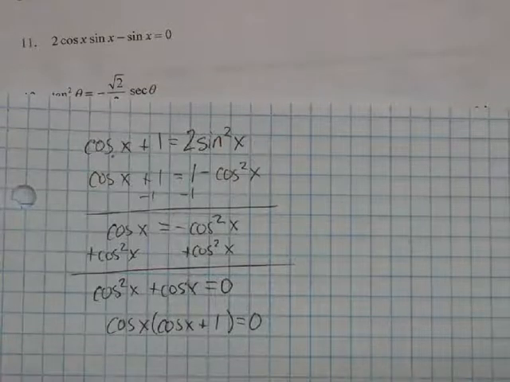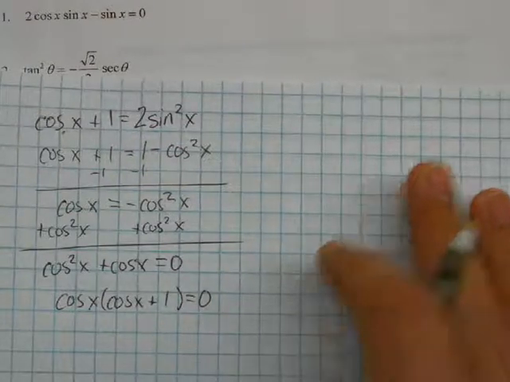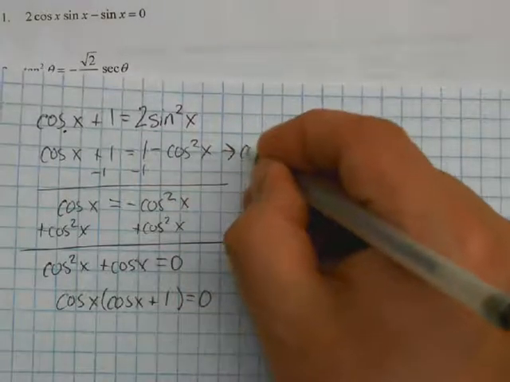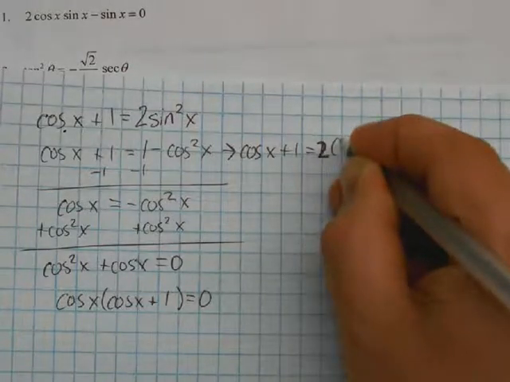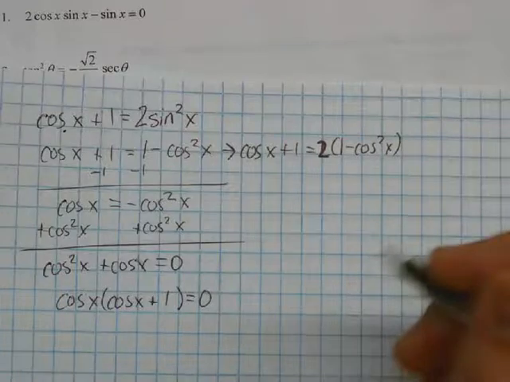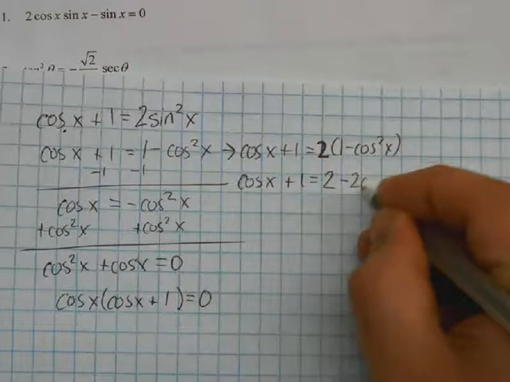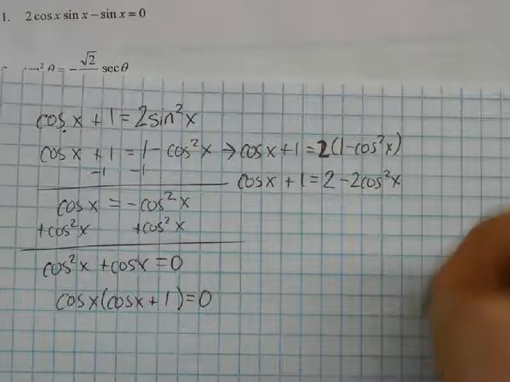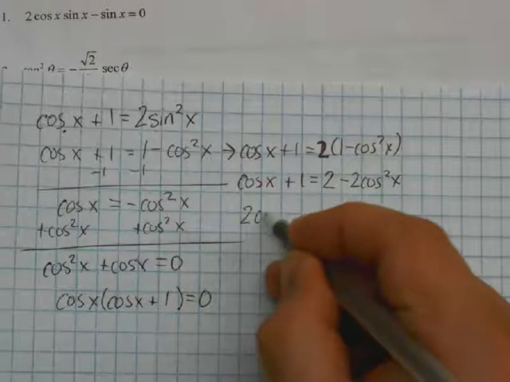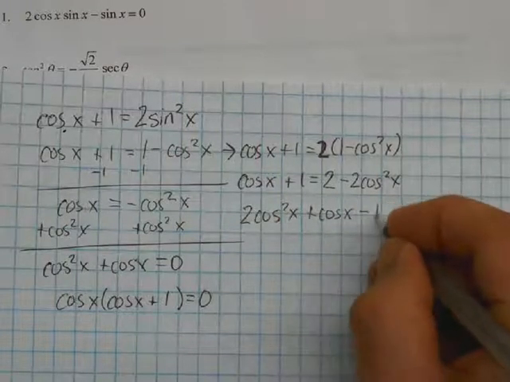Okay, Mr. Purcell made a mistake. So, where did Mr. Purcell make a mistake? Do you see it? Or have you seen it for a while? Yes, this should have been 2 times 1 minus cosine squared x. So it becomes 2 minus 2 cosine squared x. So when you get this to one side, you'll get 2 cosine squared x plus cosine x minus 1 equals 0.